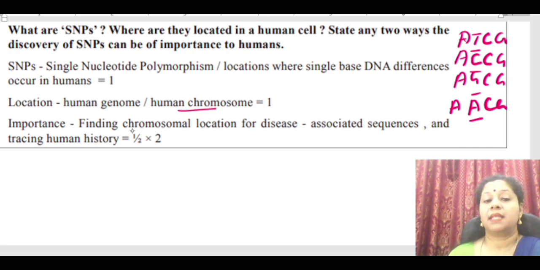What is the importance? It is helping in finding chromosomal locations for disease associated sequences, and tracing human history. This we are making use of in DNA fingerprinting also.